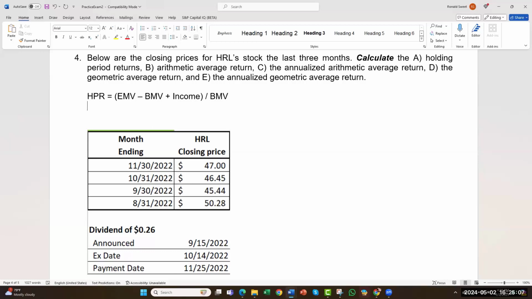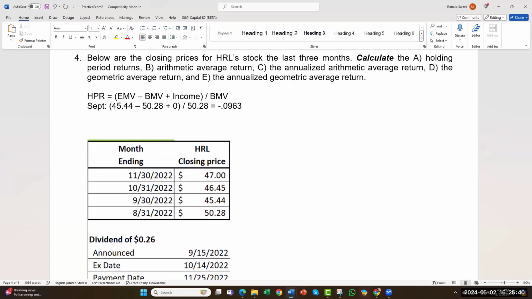So we'll start with September. We have 45.44 minus 50.28. And the X date, just look at it now, the X date is 10/14. So we're gonna put the 26 cents in October. So no income in September, divided by 50.28. And that will get you a really bad number, negative 0.0963.